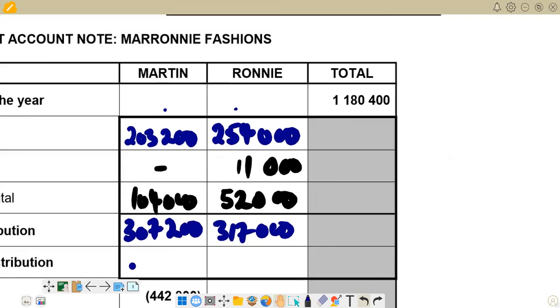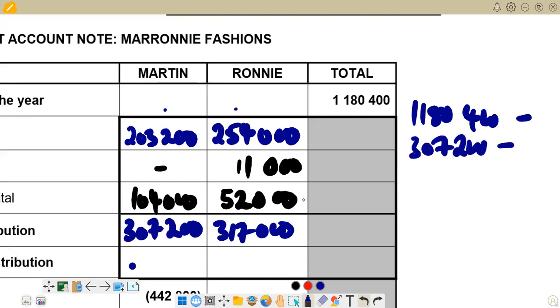So here we now say 1,180,400. Then we subtract this figure, 307,200. Then we subtract 317,000. There. So let's try to calculate that one. We have got 1,180,400. Then we subtract 307,200. Then we subtract 317,000. Then we get 556,200.